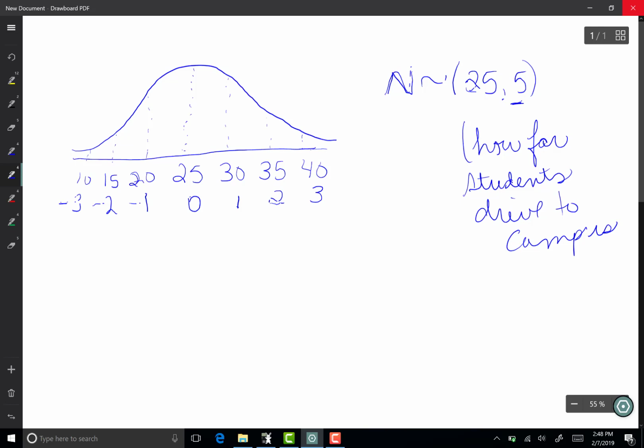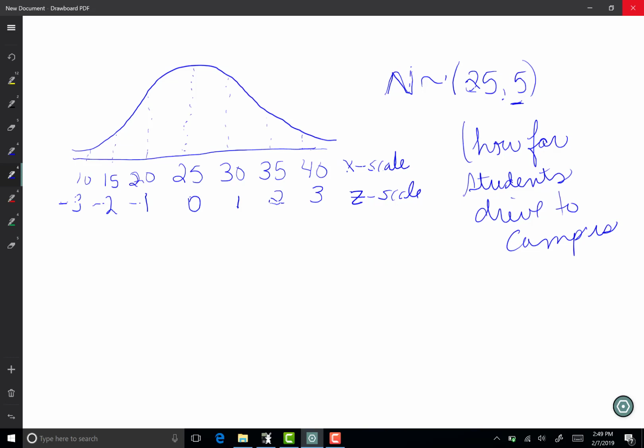So I just wanted to show you this. Typically, this is like our X scale or the variable scale. And this is called the z-scale because we're going to calculate what are called z-scores, which I'll show you in just a second. But I just wanted to show you what those mean in terms of the empirical rule.